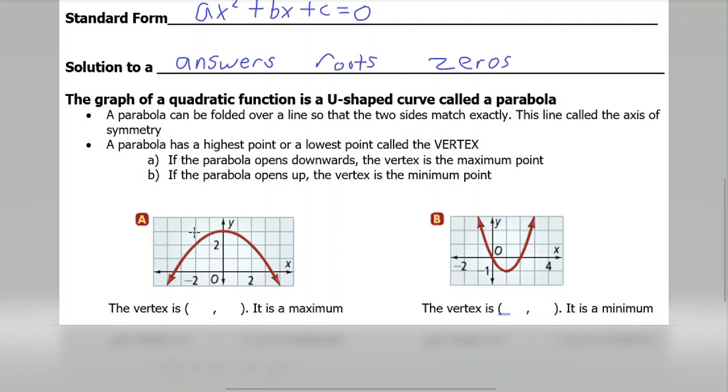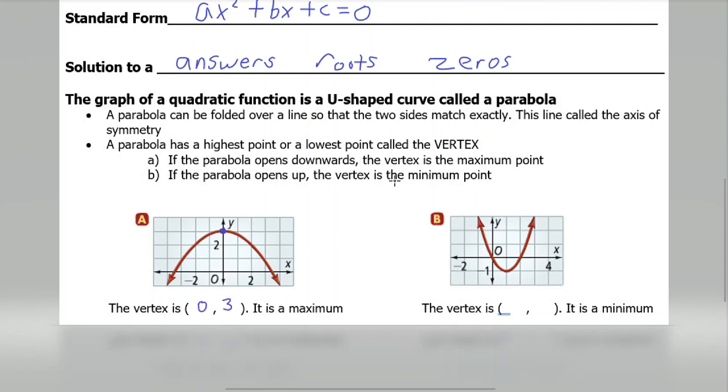All right, parabolas are symmetric. So if I folded this over, it'll be equal on both sides. Parabolas have a highest or a lowest point called a vertex. If a parabola opens downwards, like this one here on the A, then the vertex is the maximum point. So what's the maximum point of this parabola or this curve? It's the highest point it can be. The highest point that this can be is right there. And what is that? Well, that point is (0, 3).